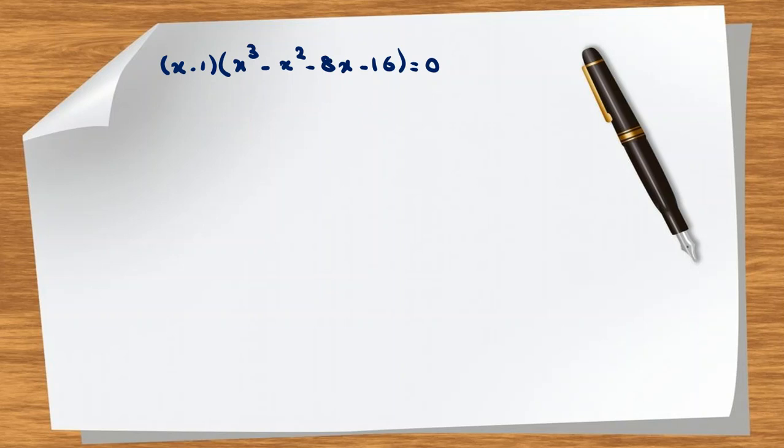If we check 2, for example, it will be 8 minus 4 minus 16 minus 16, which is not 0. Also, you should check negative 1, negative 2. For example, if you check negative 1, we get negative 1 minus 1 plus 8 minus 16. Okay, it's not 0. If you check small examples, pause the video and try to find at least one root. If you check all of them, you will see x = 4 works because 4 cubed minus 4 squared minus 8 times 4 minus 16 equals 64 minus 16, 48, minus 32 minus 16, and it will be 0.